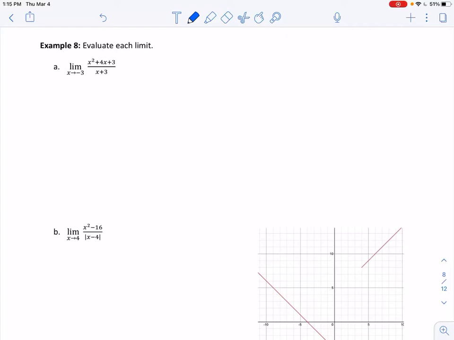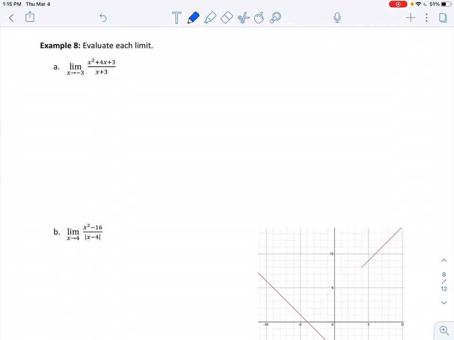Here we've got two more limits that I want to look at, and they're actually pretty interesting. So let's take a look at them. First, we've got the limit as x approaches -3 of (x squared plus 4x plus 3) divided by (x plus 3).